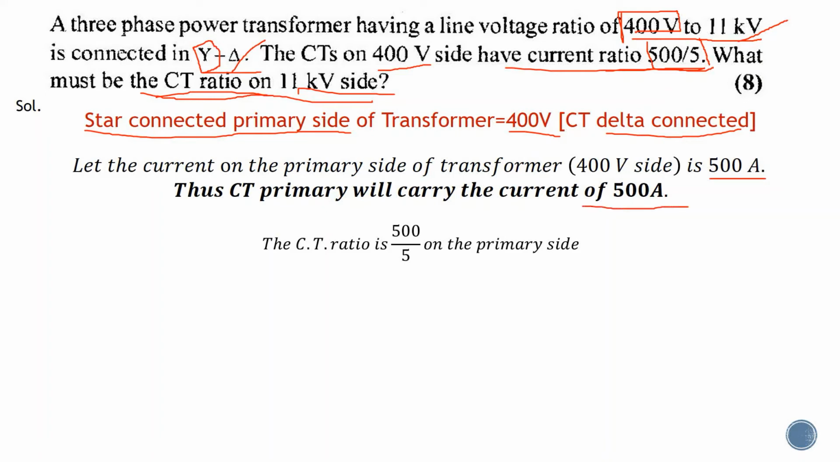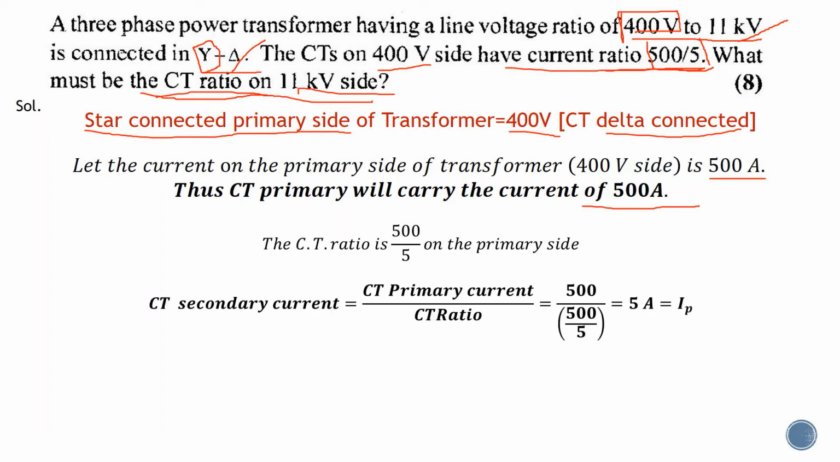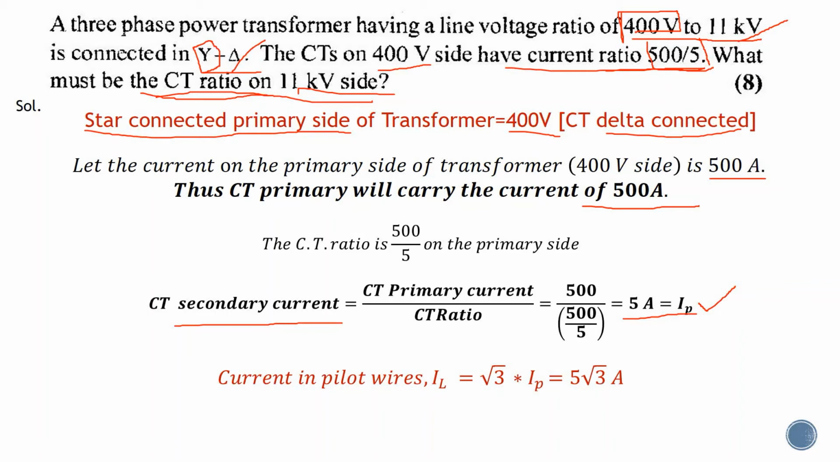CT ratio here provided is 500 by 5. So we can easily calculate the CT secondary current. The CT secondary current will be primary current divided by the CT ratio. And therefore, we have got the 5 ampere current. And as already told you in the previous slide, this CT secondary current will actually be its phase current. And to obtain the current flowing in your pilot wire, we need to multiply this current by root 3. Therefore, the current in pilot wires will be 5 root 3 ampere.